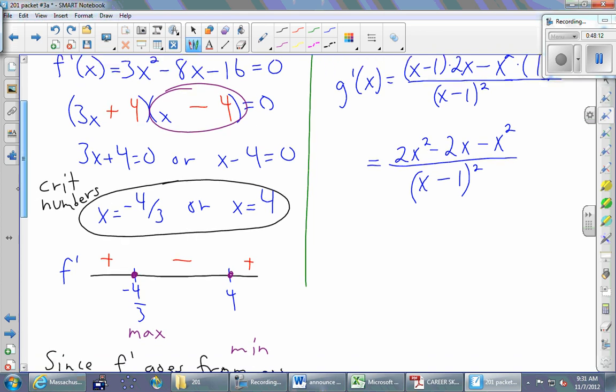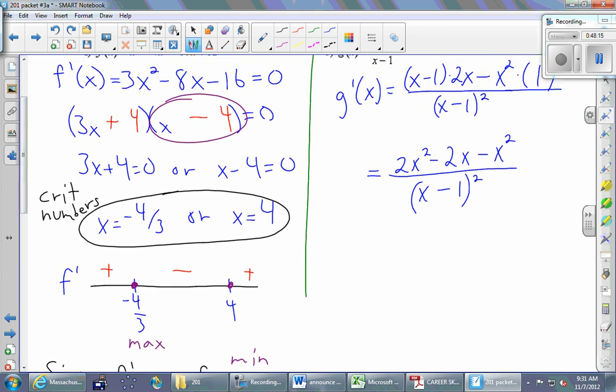And then combining like terms, what do we get here? x squared minus 2x over (x minus 1) squared. So that's as cleaned up as we can make it, but I will encourage you to do one more algebraic thing before we do the calculus.